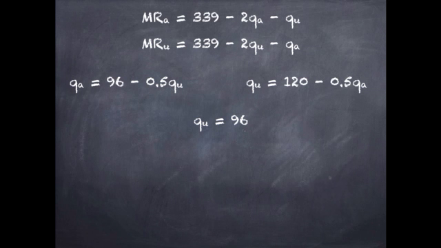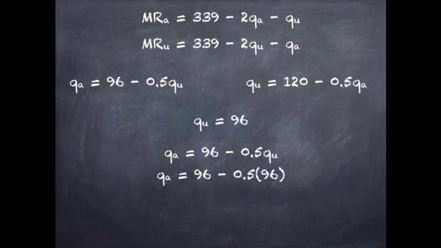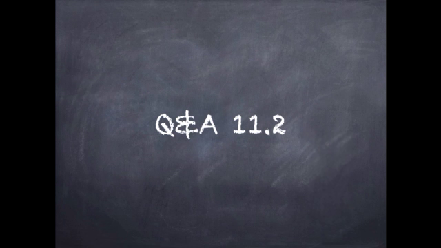So now that we know what QU is equal to, we can insert it into the best response function for QA. So we have QA is equal to 96 minus 1/2 QU. We know that QU is equal to 96, so we place that in for QU. We simplify that out, and we end up with 96 minus 48 is what equals QA, and QA is equal to 48.